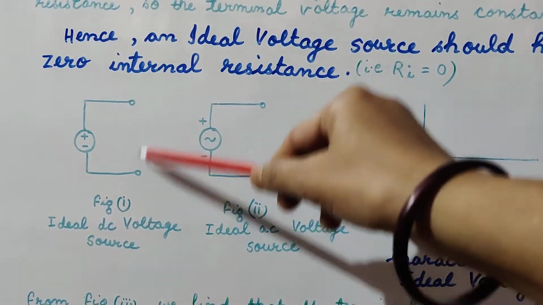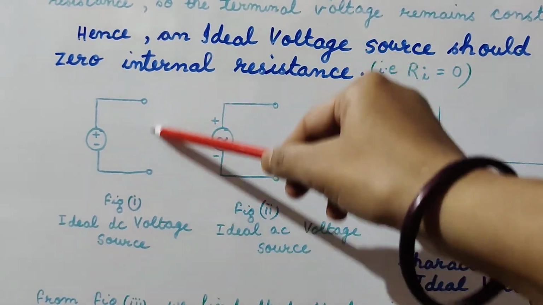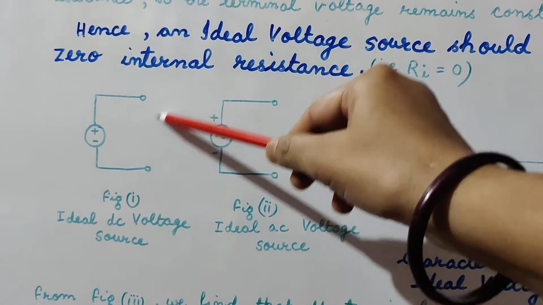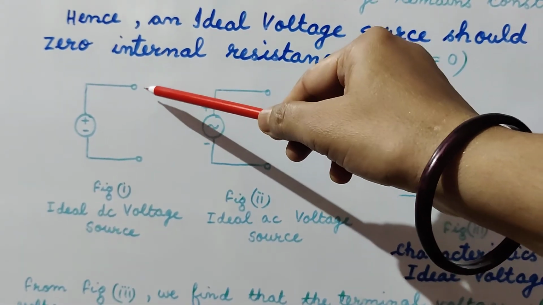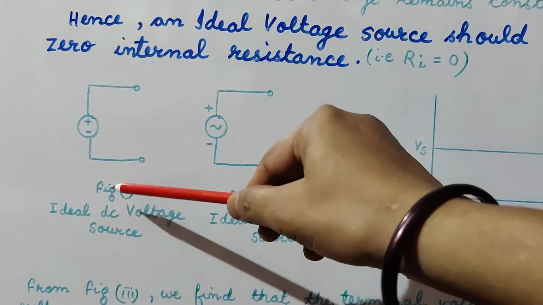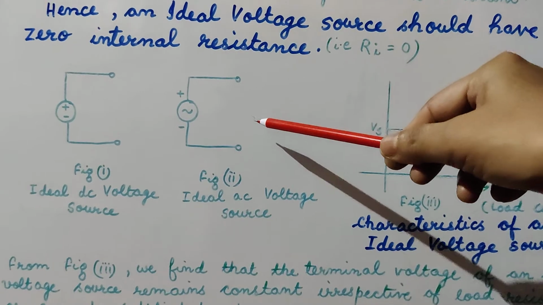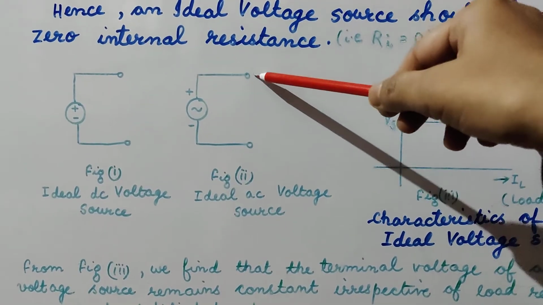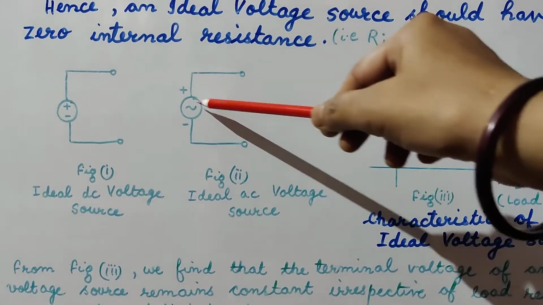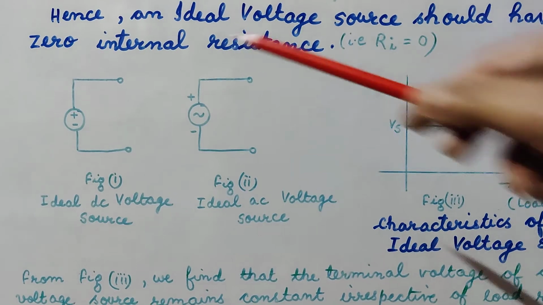So if we measure the voltage across these two terminals, then the voltage across these two terminals will be the same as the voltage of this source. So we find that this is an example of an ideal voltage source. Similarly, in this case also we find that the voltage across these two terminals will be the same as the voltage of this voltage source.